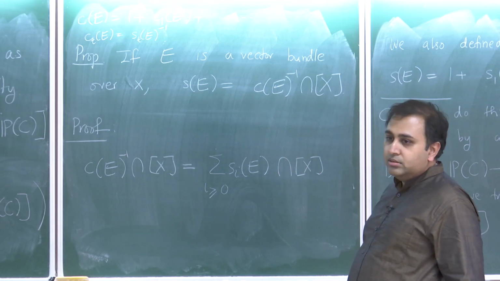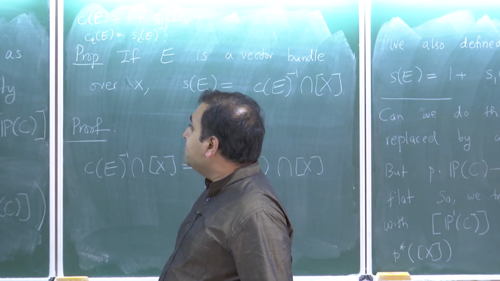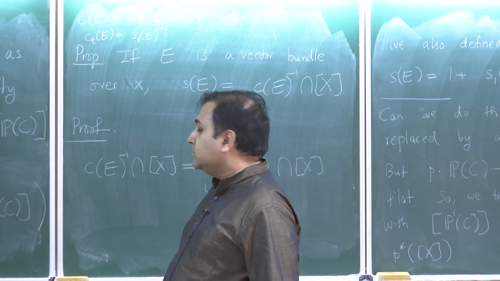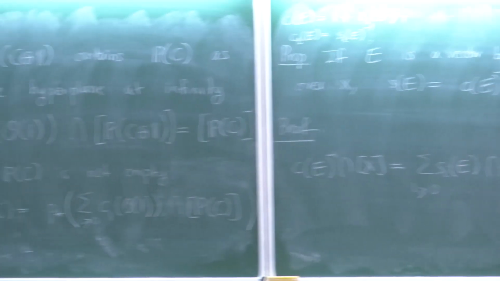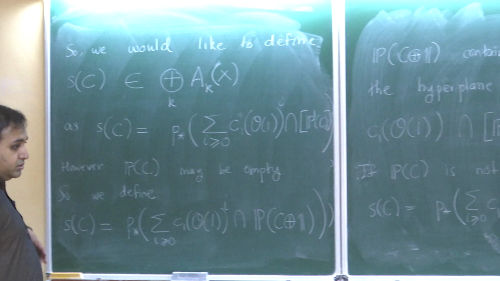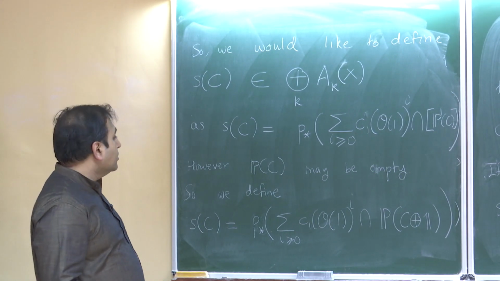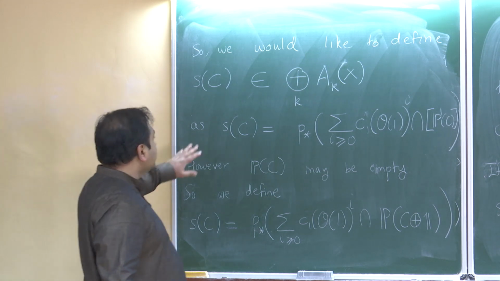Suppose X has two connected components, so on one connected component the projectivization PC is empty, and on the other connected component it is not. That is possible, yes, but then they won't be equal, right? Then if PC is not empty, but no. So the thing is that, yes.